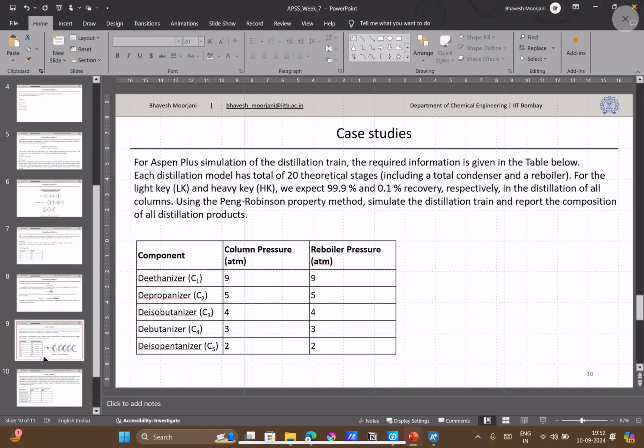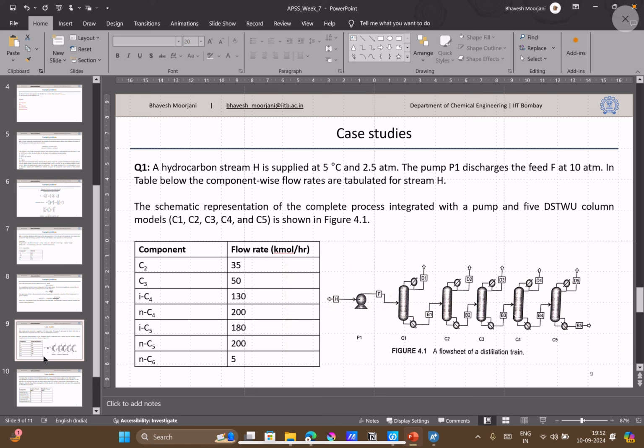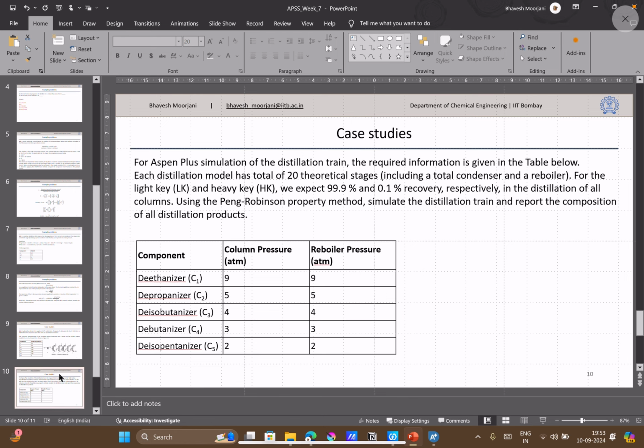Although it's a pretty straightforward method here, we will first create a flow sheet as given in Figure 4.1, where the feed will be pumped to a pressure of 10 atmospheres and then passed to a series of distillation columns. For each column, from C1 to C5, they have been given various names. C1 is a de-ethanizer column, where ethane will be separated.